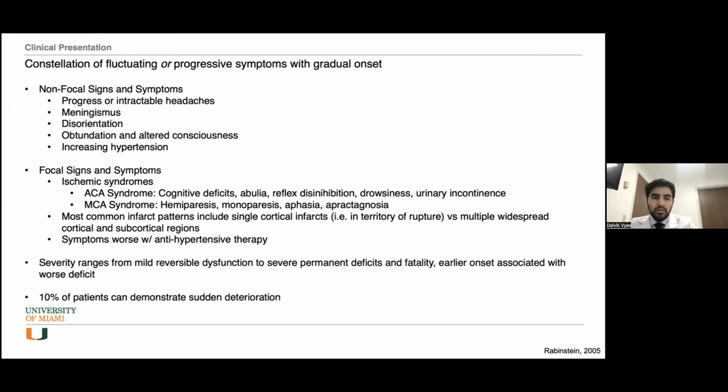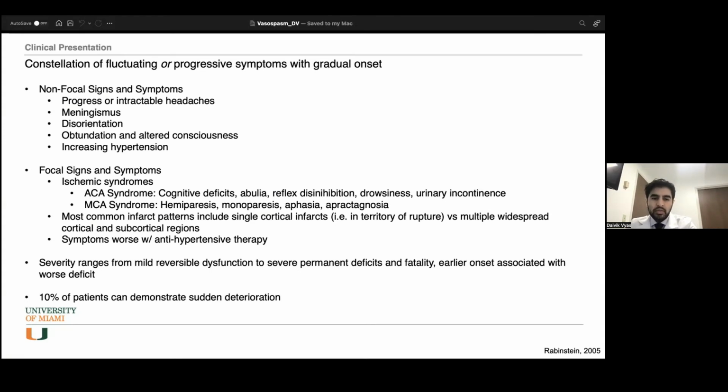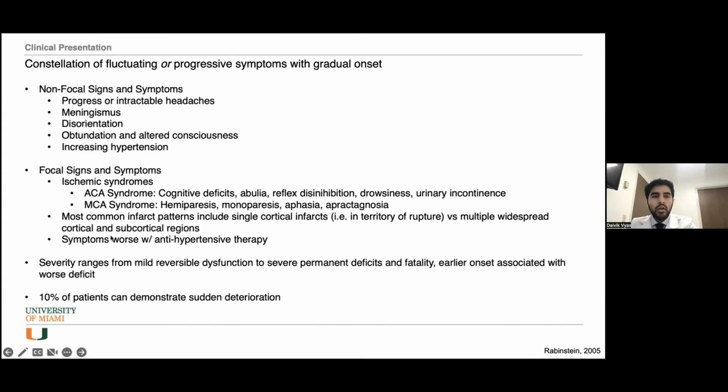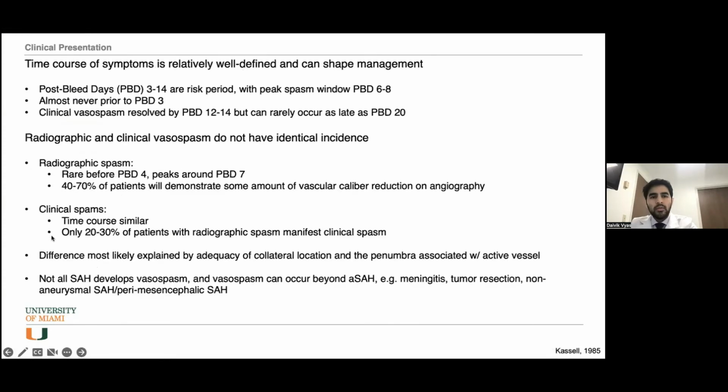Now, these symptoms obviously worsen with antihypertensive therapy as you drop cerebral perfusion pressure, and this is something we're going to discuss a little bit later. But the severity of vasospasm can range from a mild reversible dysfunction to severe permanent deficits and fatality. And approximately 10% of those patients can demonstrate sudden deterioration. So the time course is now pretty well defined, and it can really shape management both of the vasospasm itself as well as treating the aneurysm.